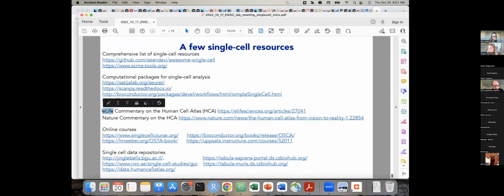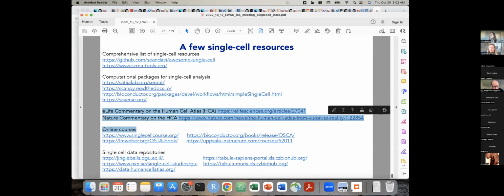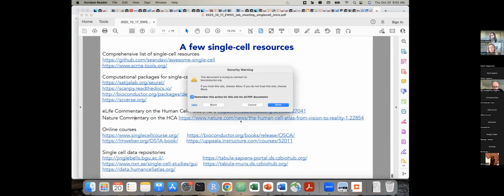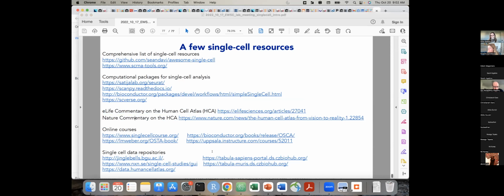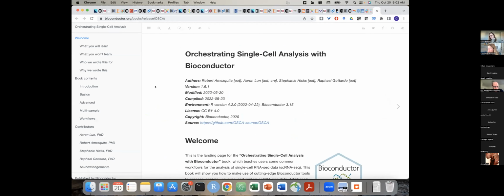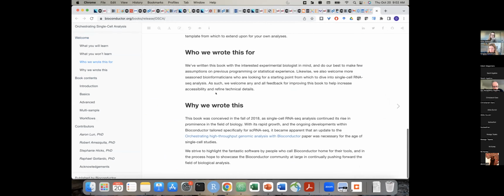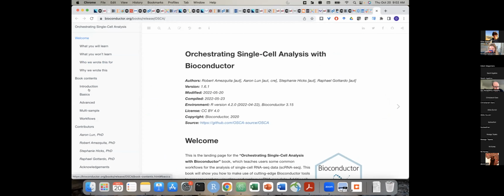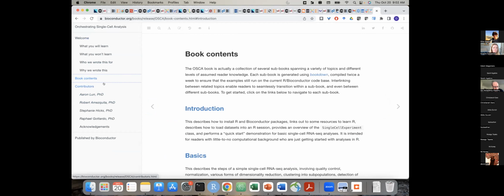Collins, Vincent, and Dominic already sent you articles about the Human Cell Atlas, but there are some more linked here. A lot of people asked about further online resources for learning, so these are some of the best. There are 4 links, which are different courses. For instance, you can click on this one, OSCA. It's like an online book, and it's organized, with book contents and an introduction.